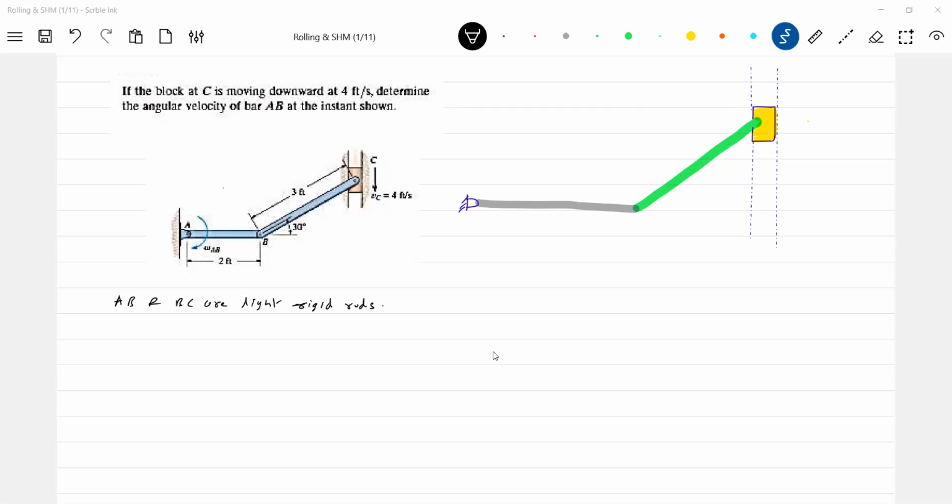Okay, let's get into this one. So there's a point A, B, and this is C. This moves with a velocity Vc. I think this much is the basic information. Okay, let's carry on. He's asking to determine the angular velocity of the rod AB.